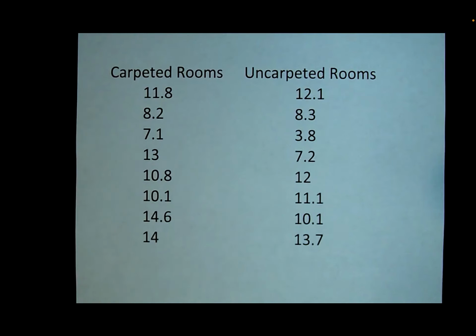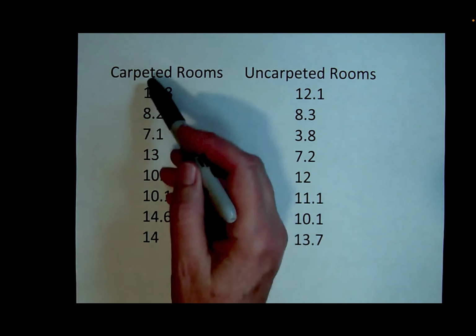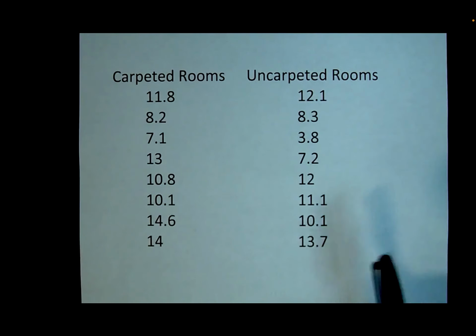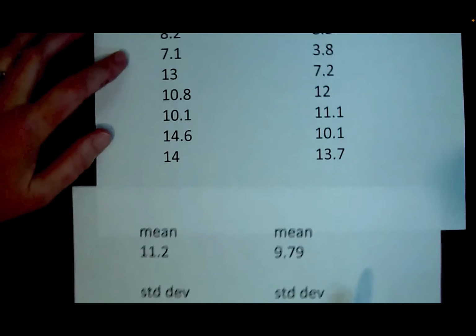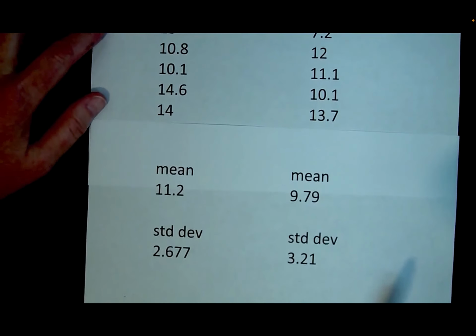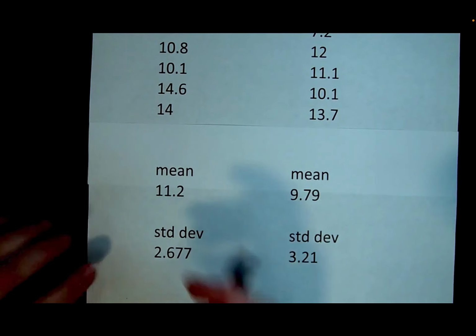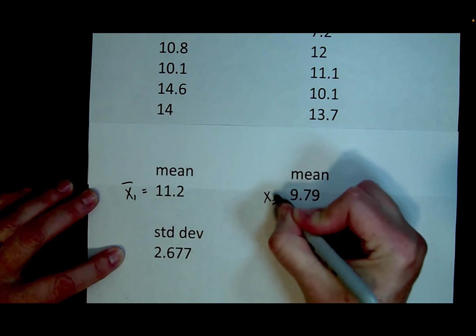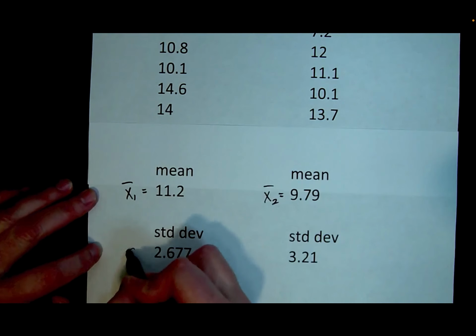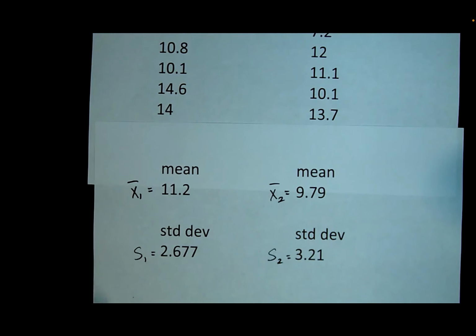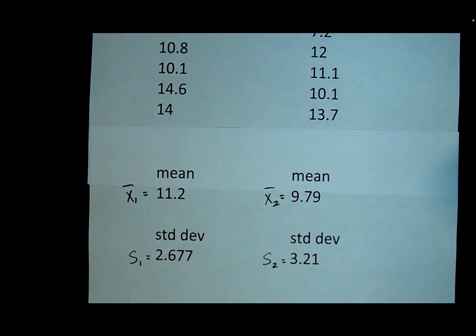So what we're going to do is get the mean for the carpeted rooms and separately get the mean for the uncarpeted rooms. Those function as our two sample means. So this is our x1 bar and this is our x2 bar. This is s1 and this is s2. Sample standard deviations, sample means.